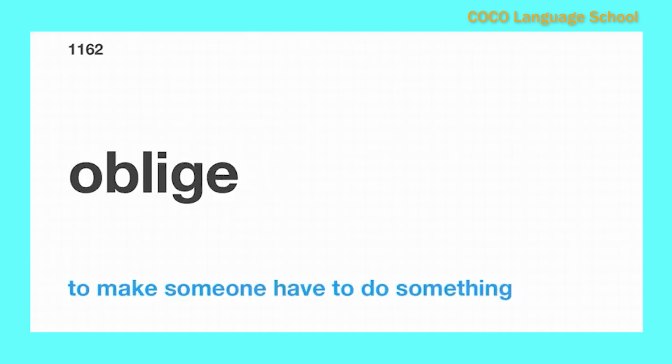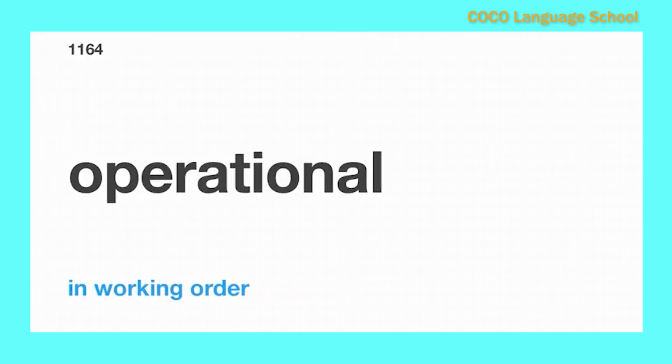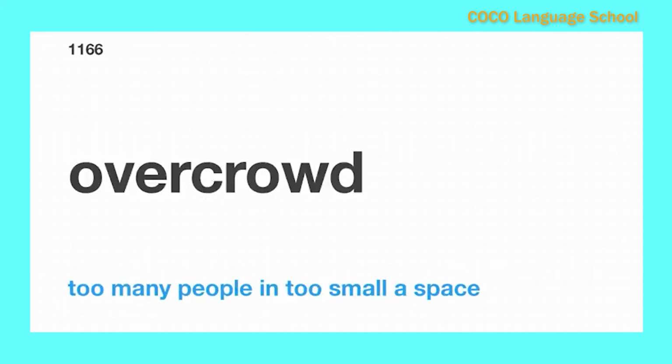To make someone have to do something. Oblige. Something that happens. Occurrence. In working order. Operational. A failure in the power system so that there is no electricity available. Outage. Too many people in too small a space. Overcrowd.